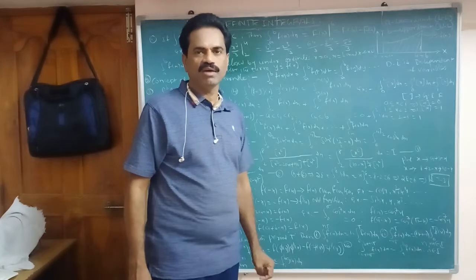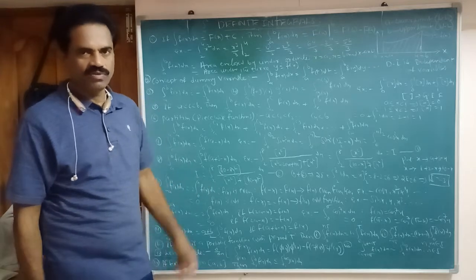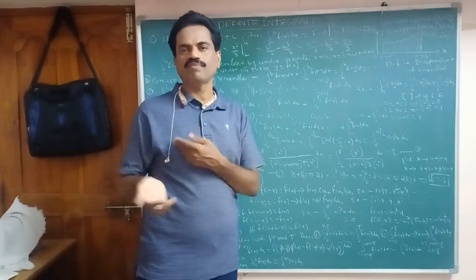Here the ninth one: integral minus a to a f of x dx equals 2 times integral 0 to a f of x dx, if f of x is an even function. We know that f of x is an even function means f of minus x equals f of x.